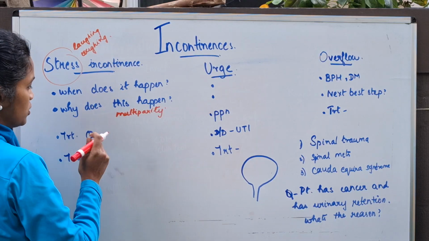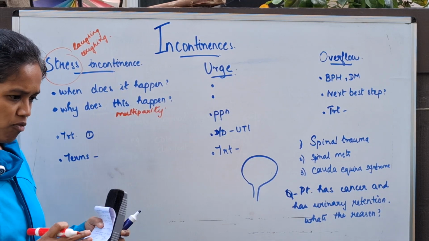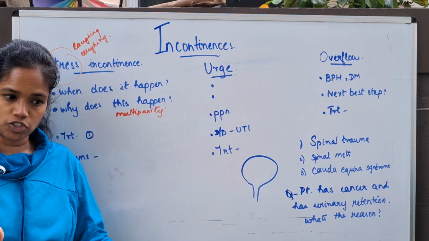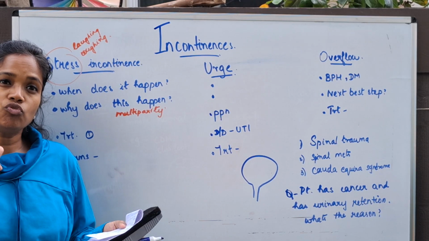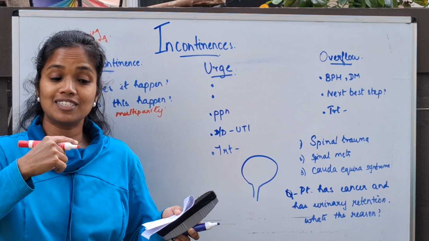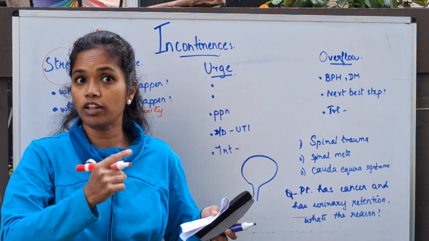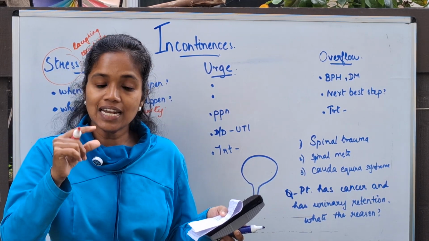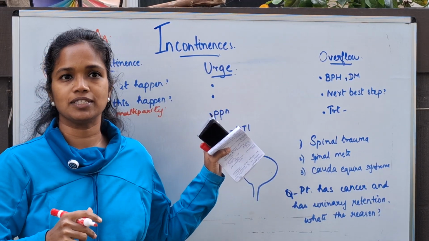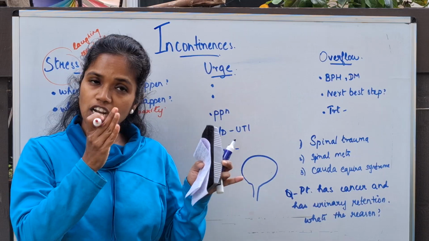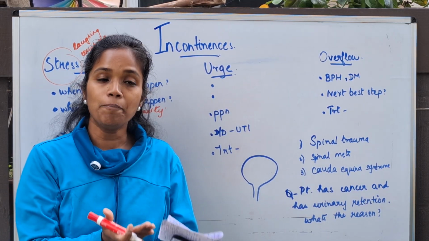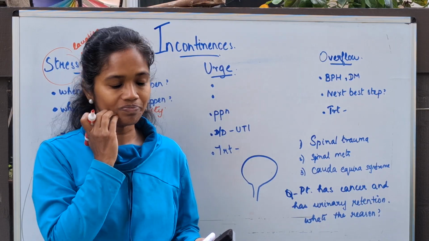What is the treatment for this? Kegel exercise is the treatment because it strengthens the pelvic floor muscles, the pubococcygeus. If they ask which sphincter it strengthens, the external or the internal sphincter: the external urethral sphincter and the external anal sphincter are strengthened by Kegel exercise, but the internal urethral sphincter cannot be strengthened because it is not under voluntary control and is under sympathetic control.